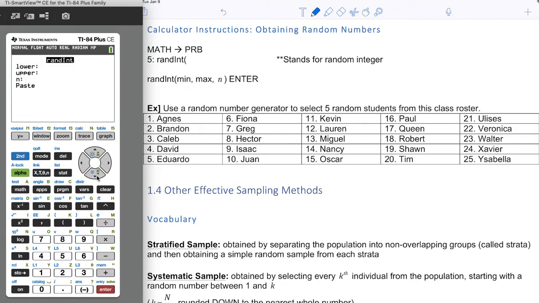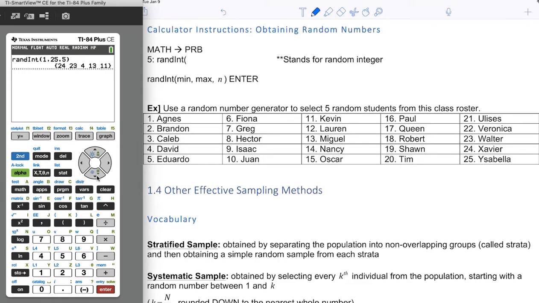And it's asking us for a few things. Lower and upper refers to the lowest and highest numbers you want to choose from. So the lowest number on our list is 1. The highest is 25. And then n is the sample size that you want. In this example, it asks us to find 5 students. Now we'll go down to paste and we'll press enter. Okay, now we want it to run the random integer operation. Press enter again. Okay, so it picked 5 different numbers.